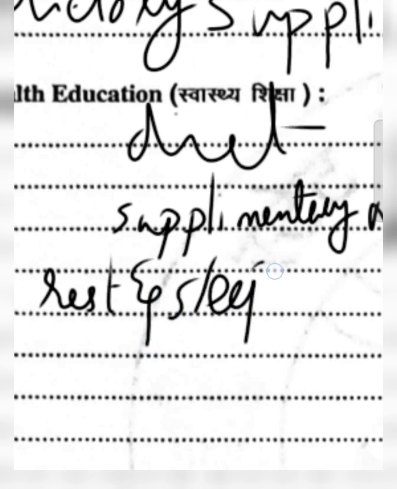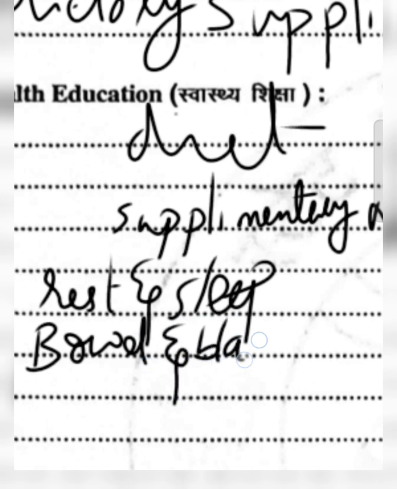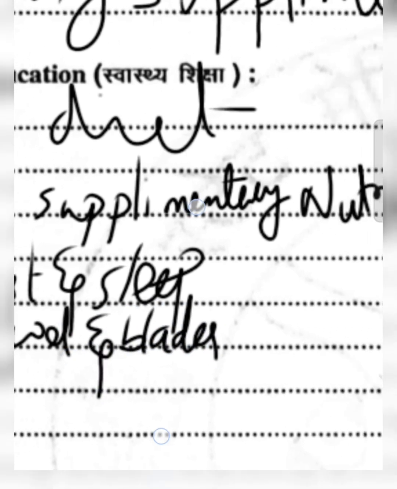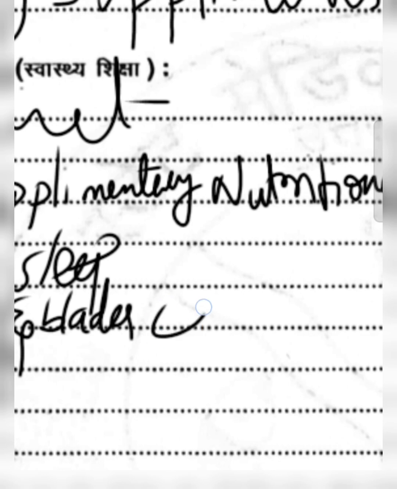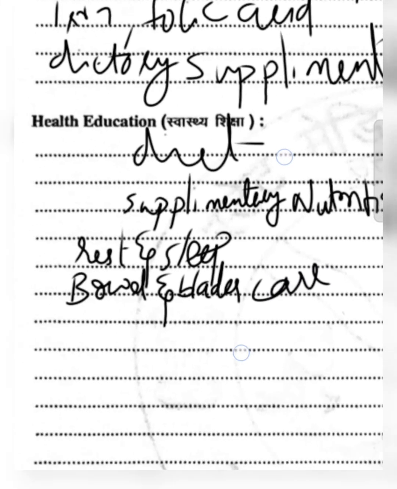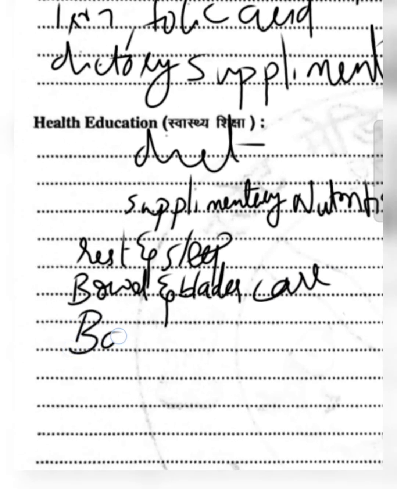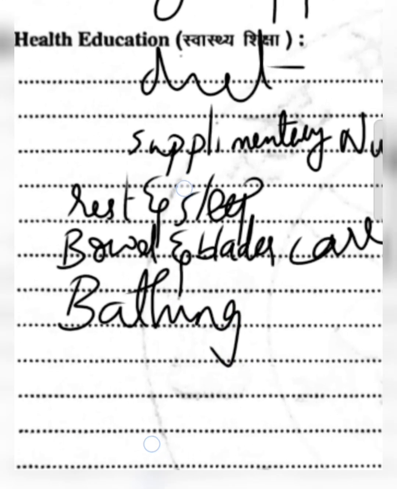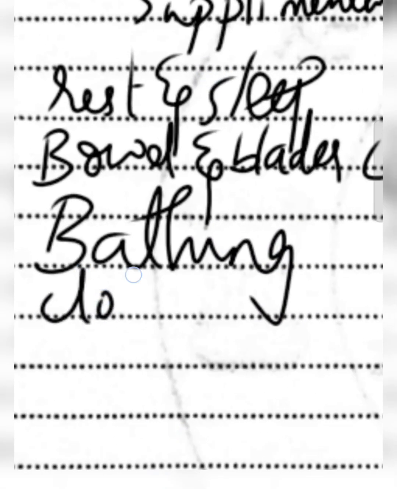Next one is rest and sleep. The patient may continue her usual activities throughout pregnancy. Next, bowel and bladder care. Regular bowel movement and bladder movement is good for the mother. Next, health education is on bathing. The patient should take a daily bath, but be careful against slipping in the bathroom due to imbalance.